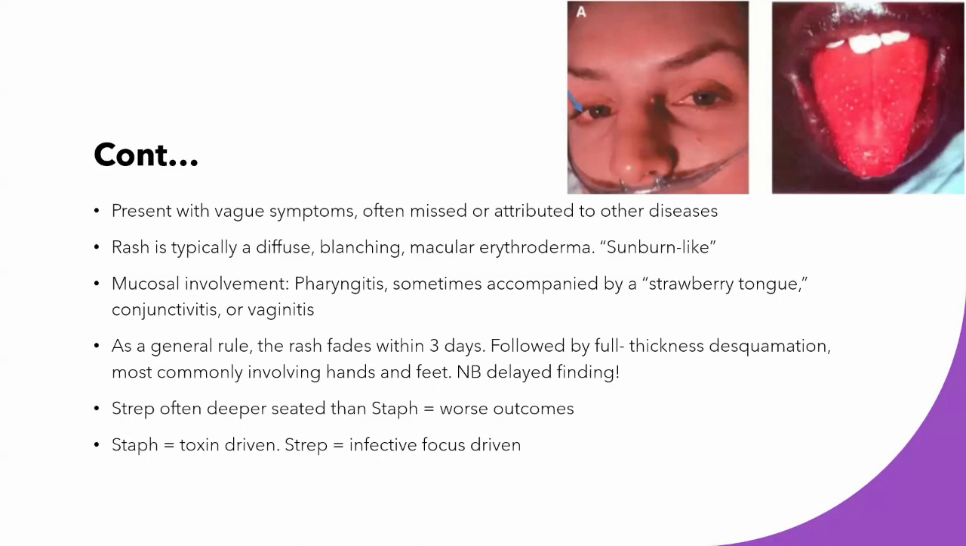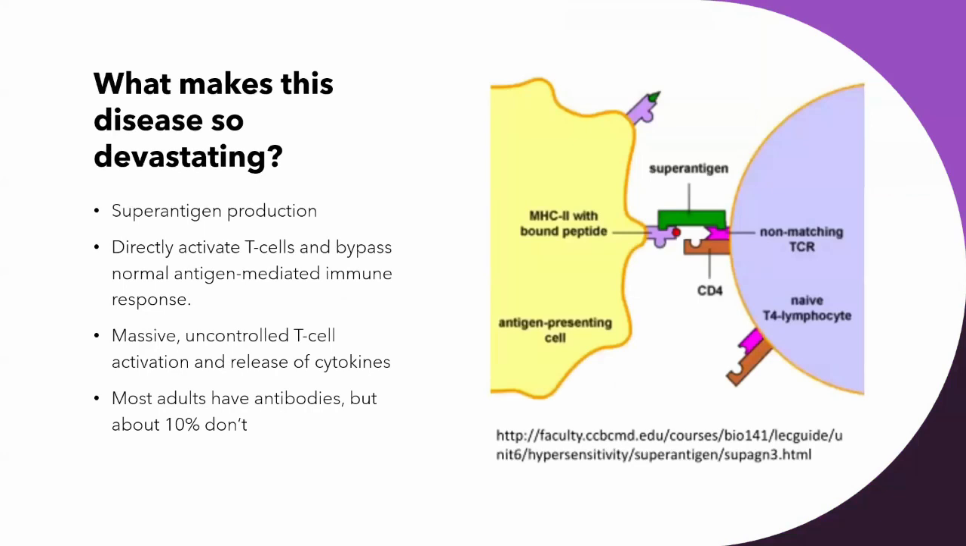Now, what makes all of this so devastating? Superantigen production. And this is produced directly by those strains. And what they do is they skip a step and bypass your normal antigen-mediated immune response, basically leading to an uncontrolled immune response with release of T cells and cytokines. Now, we don't see this as often because most of us have antibodies, but a significant portion of us don't.